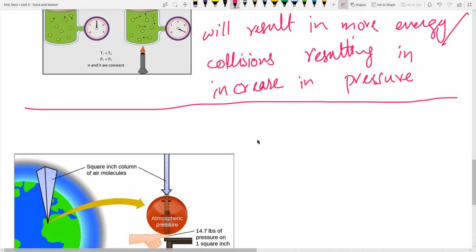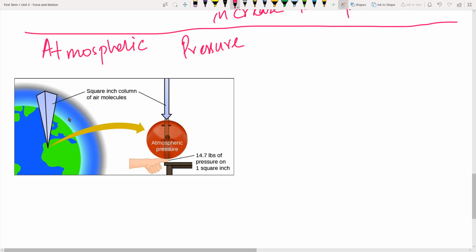So now we move into the final topic, which is atmospheric pressure. What is atmospheric pressure? It is the amount of air pressure that we feel due to the air, or you can say the atmosphere, the gases around us. That is the atmospheric pressure, which the atmosphere is always exerting upon us. So how much pressure is there?